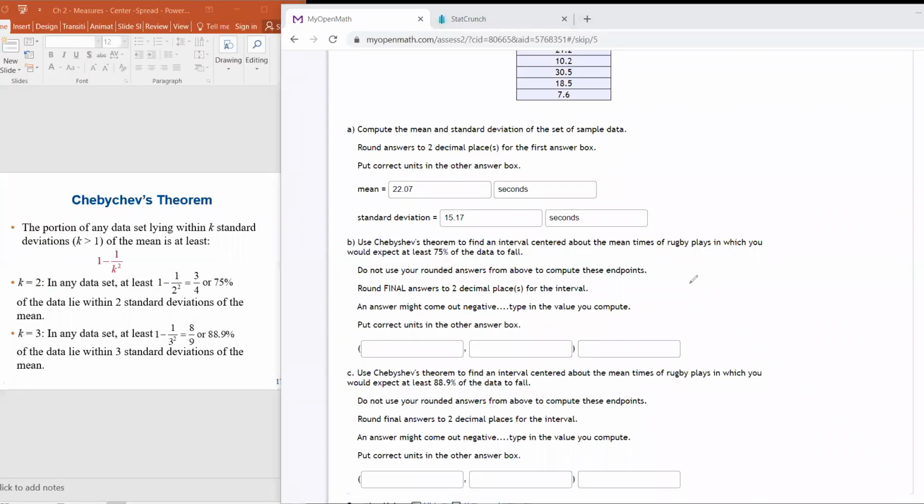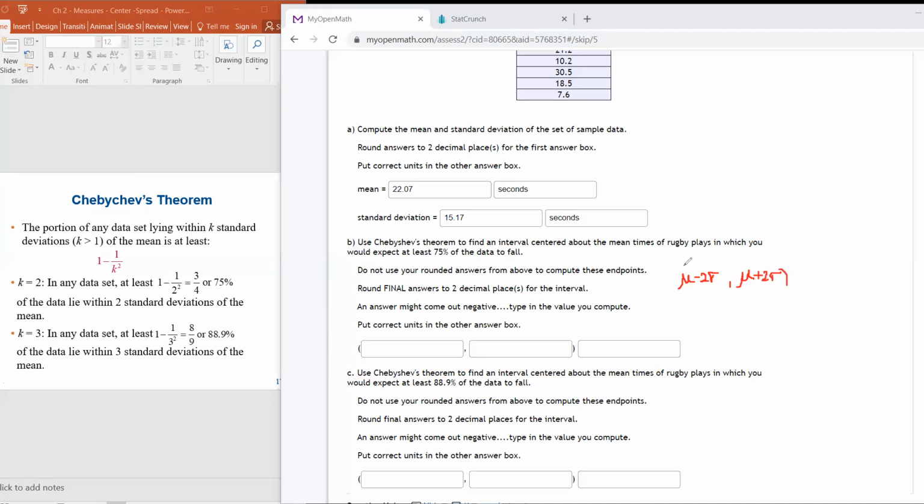So it will be the mean. So right here, what we will need to do will be the mean. And pardon my writing, it's very challenging to write it in here. Minus 2 standard deviations, 2 sigma. That will be the lower. And the upper limit will be the mean plus 2 standard deviations. That's all you need to do. That will be the interval.